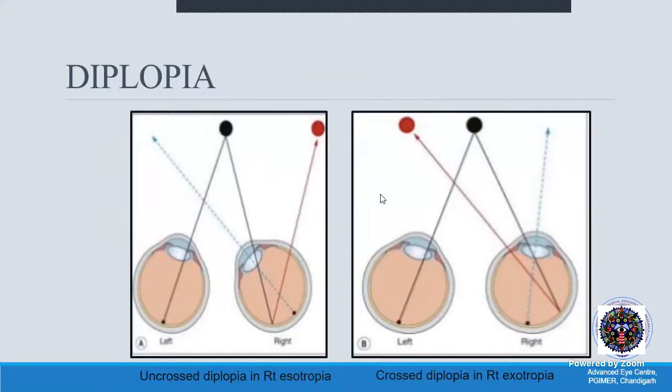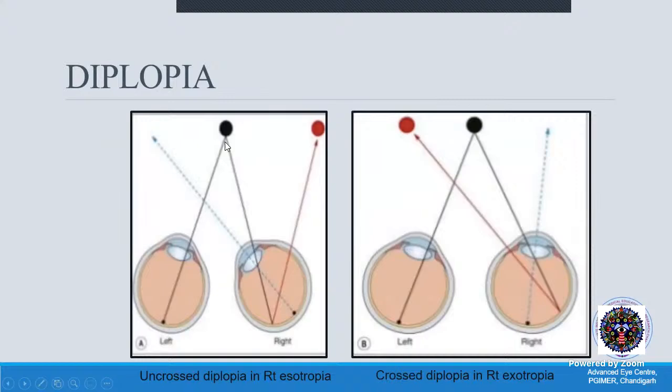Again, just reiterating, an uncrossed diplopia: this patient has a right esotropia. Once the eye is turned inside, the normal fovea is lying somewhere here, so it is giving an impression that the image is falling somewhere here.